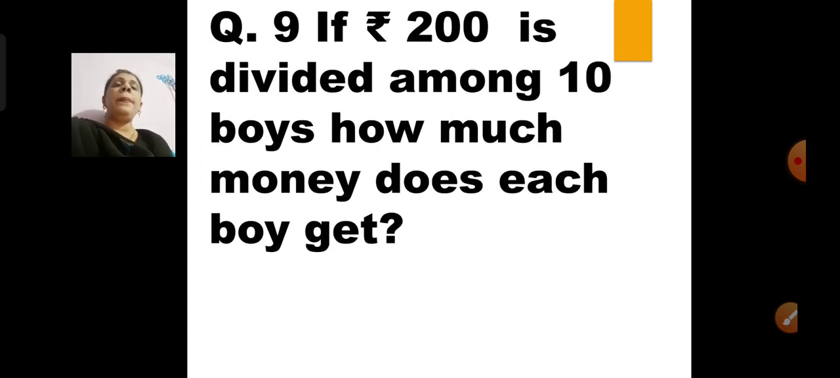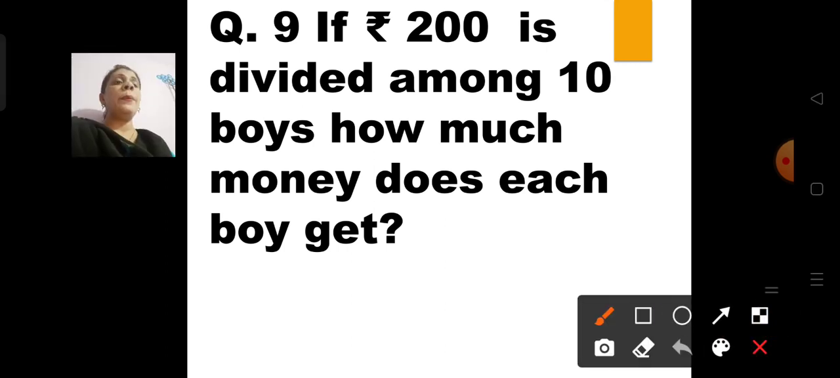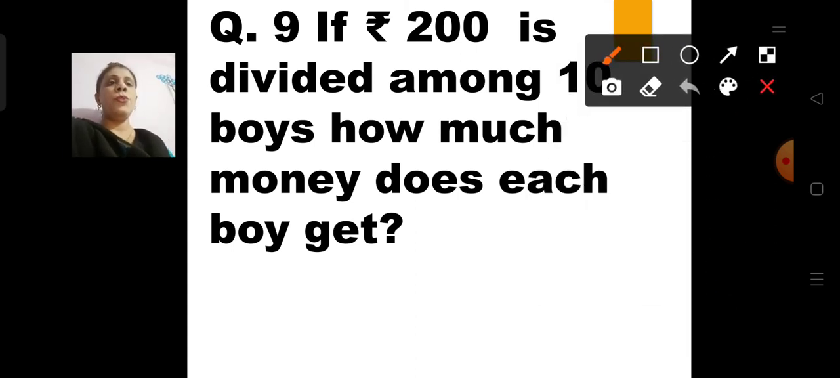Question number 9. If rupees 200 is divided among 10 boys, how much money does each boy get? Now children, I have 200 rupees, okay? And I want to divide it equally among those 10 boys. So how much money will each child get? How will I get my answer? I will divide. Wait, I'll show you how.